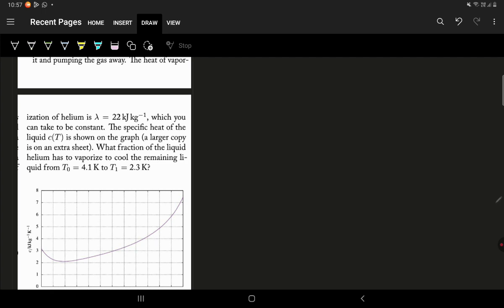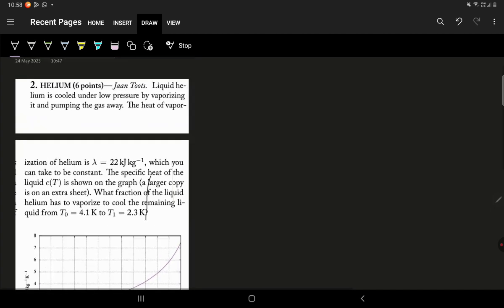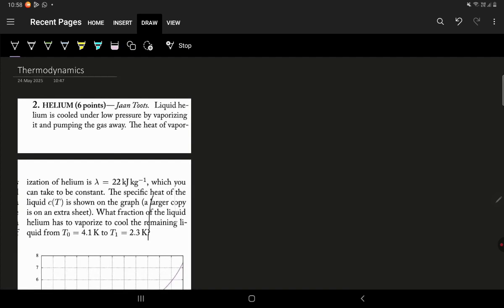Now first we have to analyze the situation. If you read the first line, it says that the liquid helium is cooled under low pressure by vaporizing it and pumping the gas away. This indicates that the process is carried out quasi-statically, or that at each step of the process the gas is at thermal equilibrium.